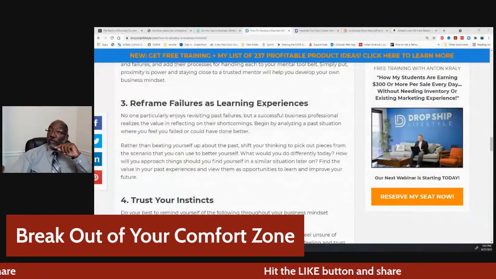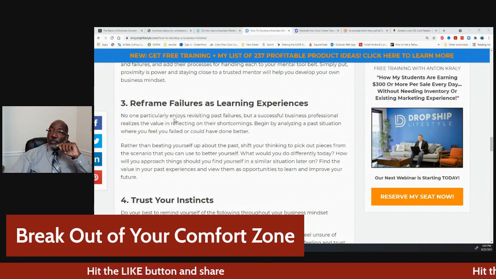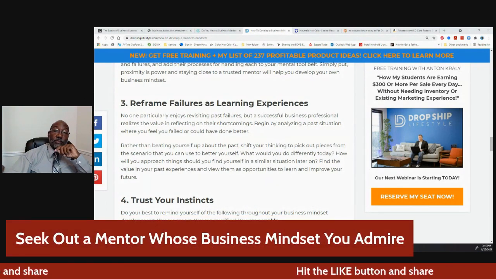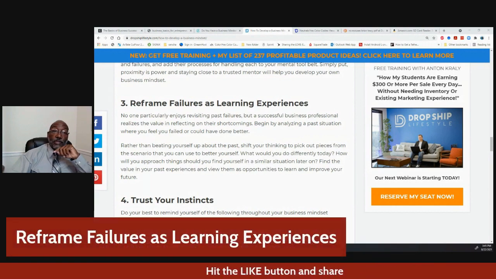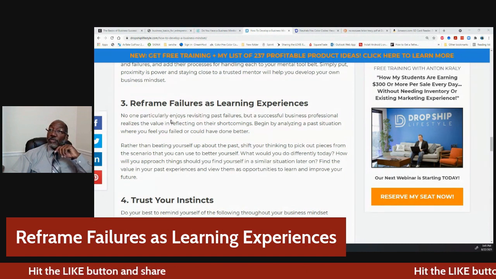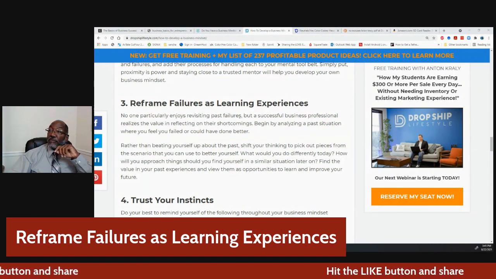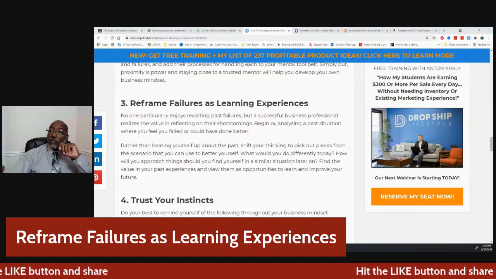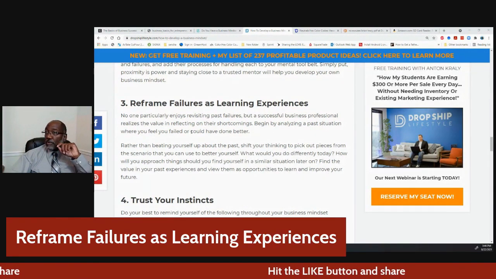The next one, reframe failures as learning experiences. No one particularly enjoys revisiting past failures, but a successful business professional realizes the value in reflecting on their shortcomings. Begin by analyzing past situations where you feel you failed or could have done better. Okay.